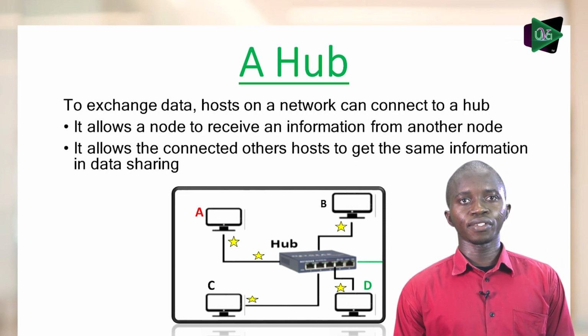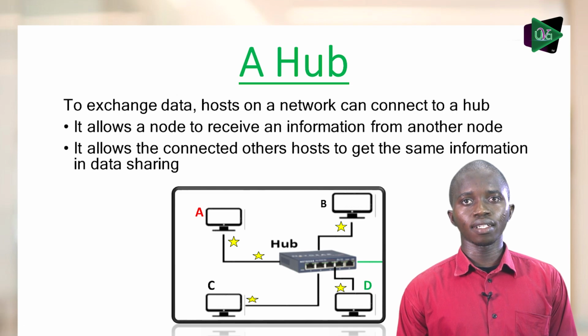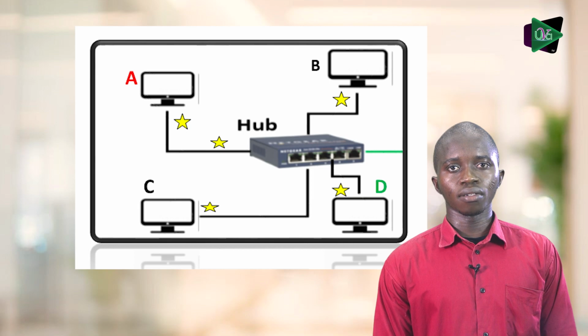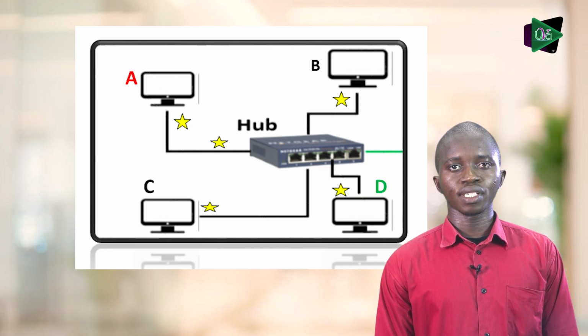First, what is the hub? You may know that to exchange data, hosts on the network can connect to a hub. It allows a node to receive information from another node. It allows the other connected hosts to get the same information and data sharing. If you have a look at the image below, you can see that computer A wants to send data or information to computer D. At this stage, computers C and B also receive the same information from computer A, knowing that they are not the intended recipients.